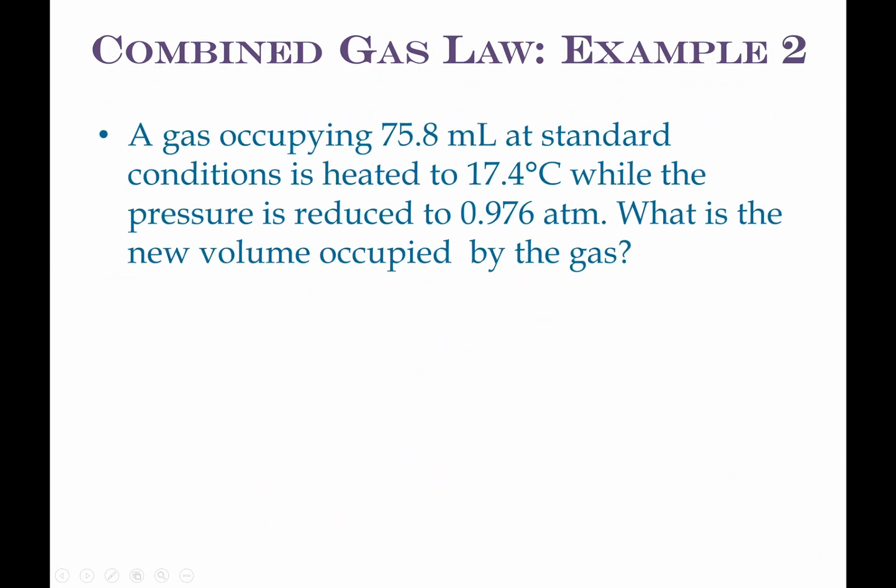All right, you try this one, so pause it and try it until you get stuck, and then I'll try to give you a hint, and then I want you to pause it and try it again after I give you the hint. A gas occupying 75.8 milliliters at standard conditions is heated to 17.4 degrees Celsius while the pressure is reduced to 0.976 atmospheres, what is the new volume occupied by the gas? Combined gas law is P1 V1 T2 = P2 V2 T1. Make our list.